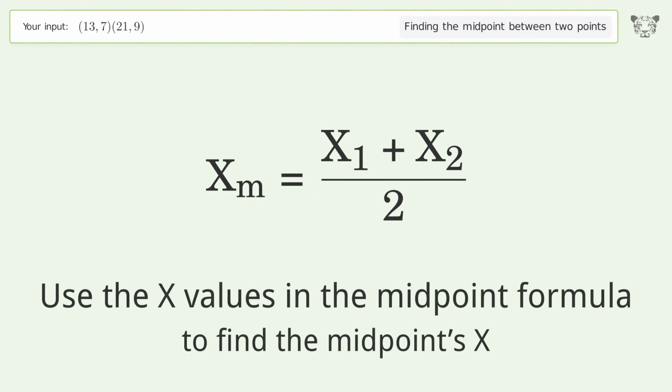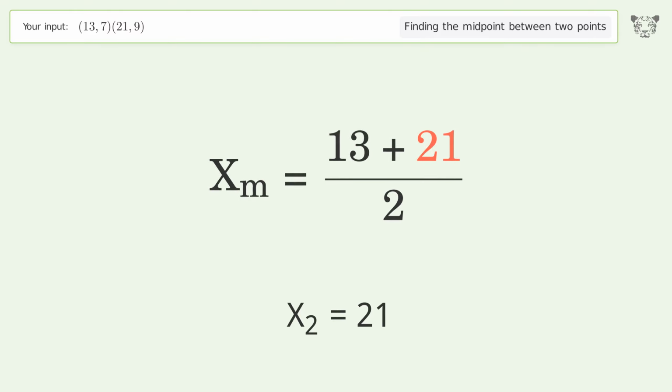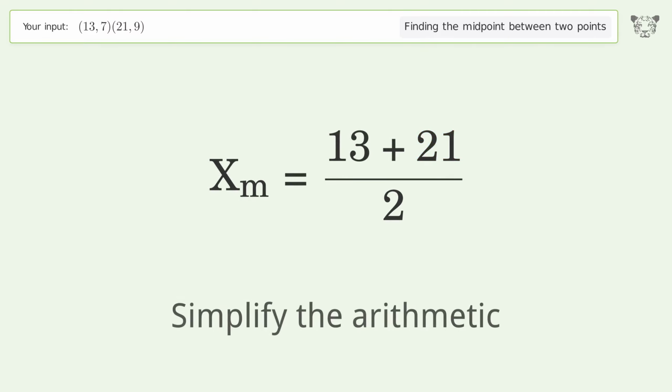Use the x values in the midpoint formula to find the midpoints x. x1 equals 13. x2 equals 21. Simplify the arithmetic.